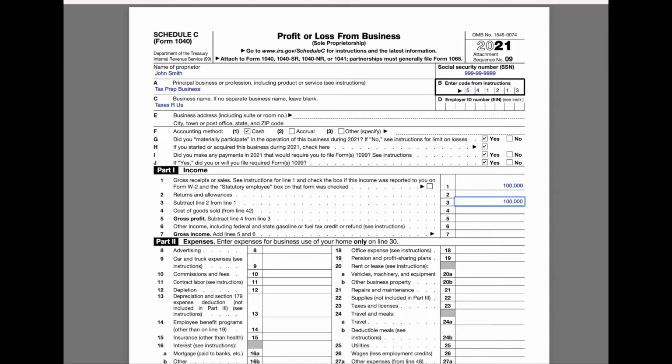Line 4, cost of goods sold. If you have inventory, you will have cost of goods sold. This is basically your beginning inventory plus your purchases less your ending inventory. Again, if you're a small business taxpayer in the eyes of the IRS, then you're exempt from this requirement of reporting cost of goods sold if you sell products. In our example, we did not have any products. Line 5, gross profit. This is just the total income less your cost of goods sold.